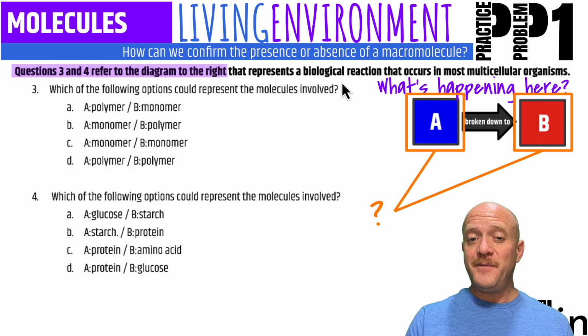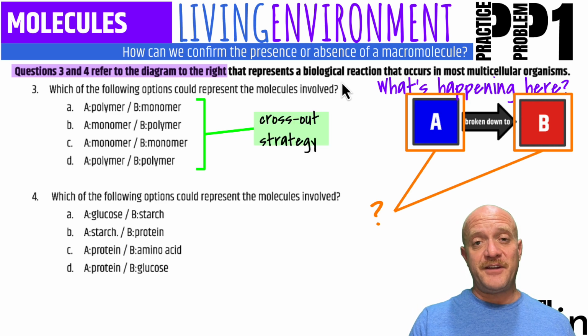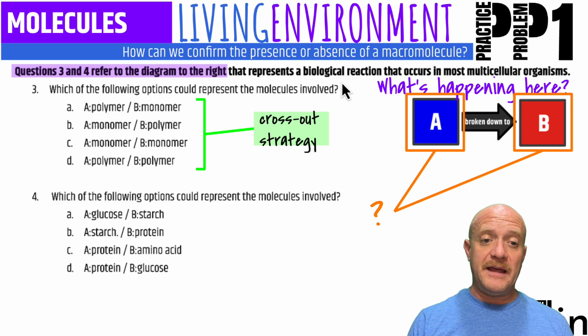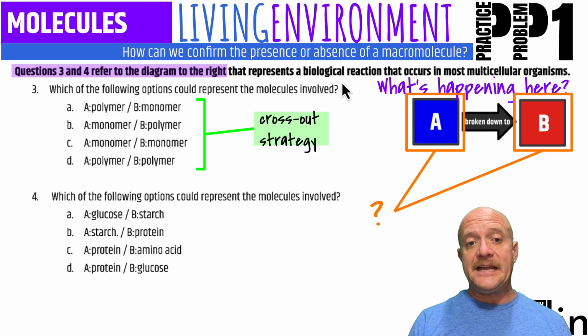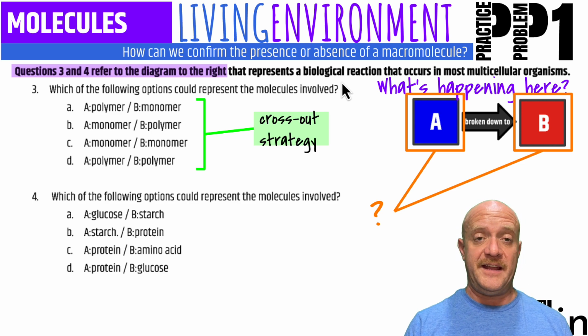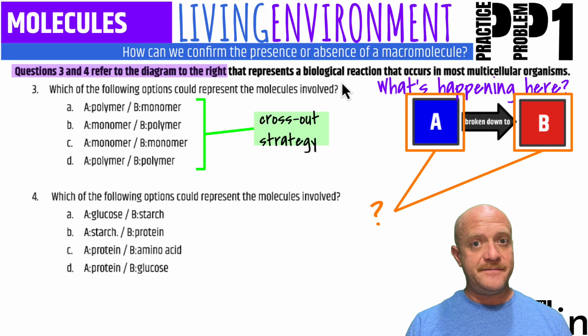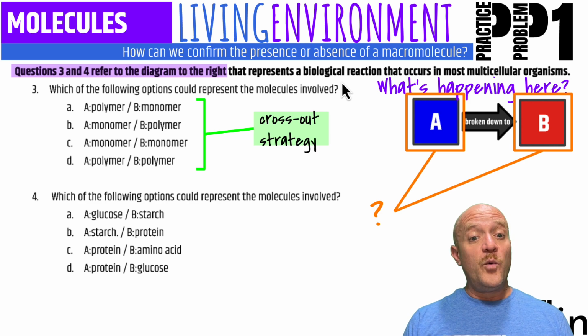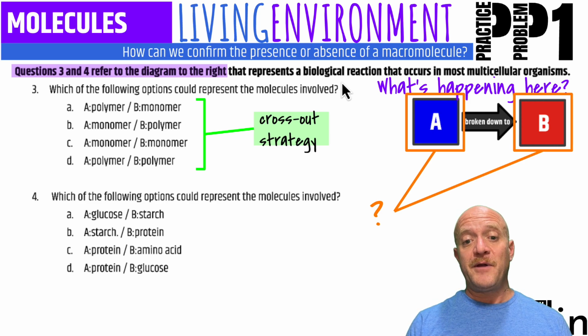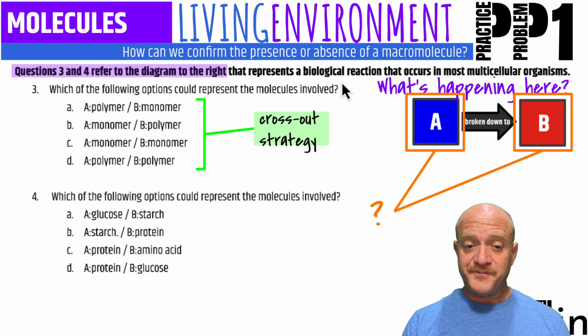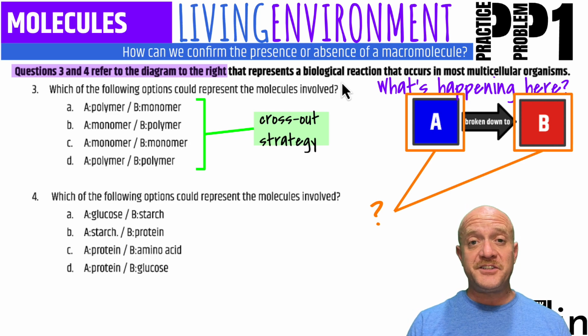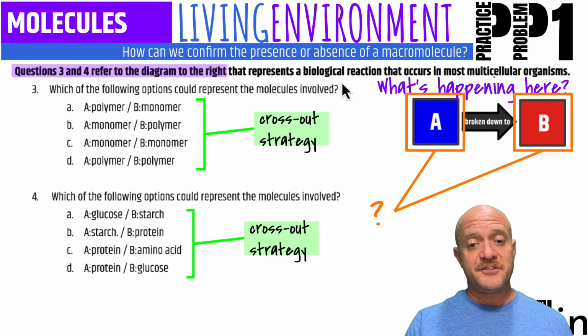Once you have this information, use the cross-out strategy to eliminate wrong answers. And I don't mean crossing out letter A, letter B, letter C, or letter D. I mean crossing out the part of the answer that makes it incorrect. Question 4. Which of the following options could represent the molecules involved? Well, again, you should be using the cross-out strategy based on the information that you provided in your diagram.